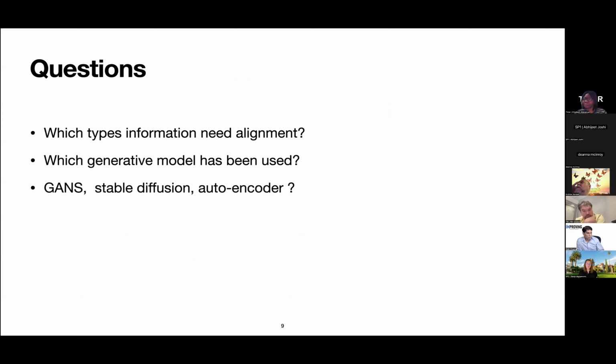So, a question for you that I wish you to think about is, what type of information do we need to align for this application of dubbing?